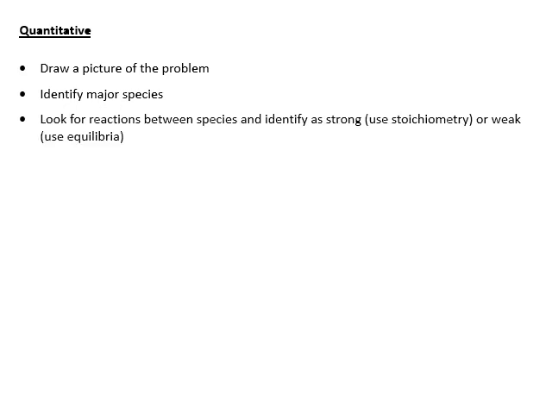When you have multiple equilibria present and you want to quantify the amounts of all the species, follow the steps that we use for buffer and titration calculations. Namely, first draw a picture if you can, identify the major species, look for reactions between any of the species present, and identify these reactions as involving strong species, in which case we'll use stoichiometry, or weak acids or bases, for which we'll use equilibria calculations.